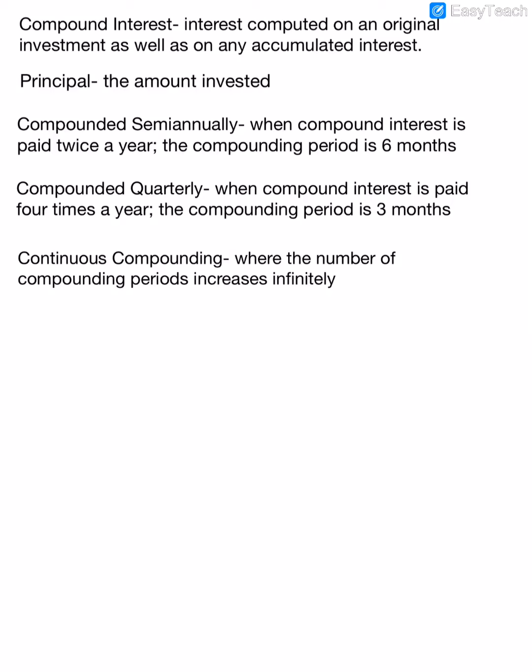Some that are not listed here are monthly. Of course, that would be 12 times a year, every month. Daily, that would be 365 times a year. So there are a number of different possibilities when we're talking about compounding.